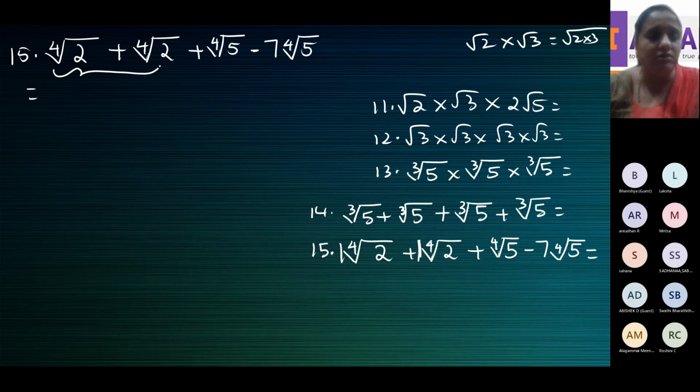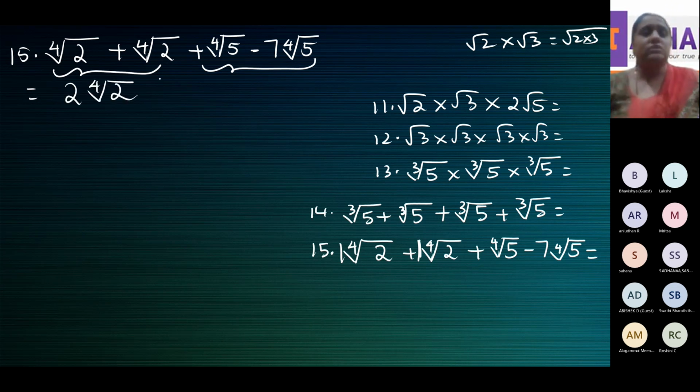So here you need to simplify these two and these two. So fourth root of 2, fourth root of 2. So fourth root of 2 is like common. 1 plus 1 is 2. 2 fourth root of 2. Now simplify these two. So this is like plus 1 minus 7, minus 6 fourth root of 5.